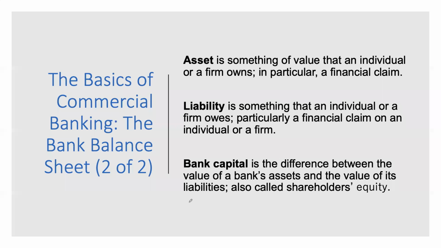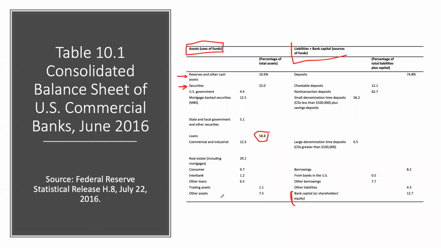Okay. All right. So the basics of commercial banking. Straightforward, an asset is anything of value that an individual or firm owns. And when we talk about assets in our particular context, we're talking about financial claims on somebody else. A liability is something that an individual or a firm owes. Again, this is in the form of a financial claim on an individual or a firm. And the bank capital is the difference between the value of the bank's assets and the value of the bank's liabilities.